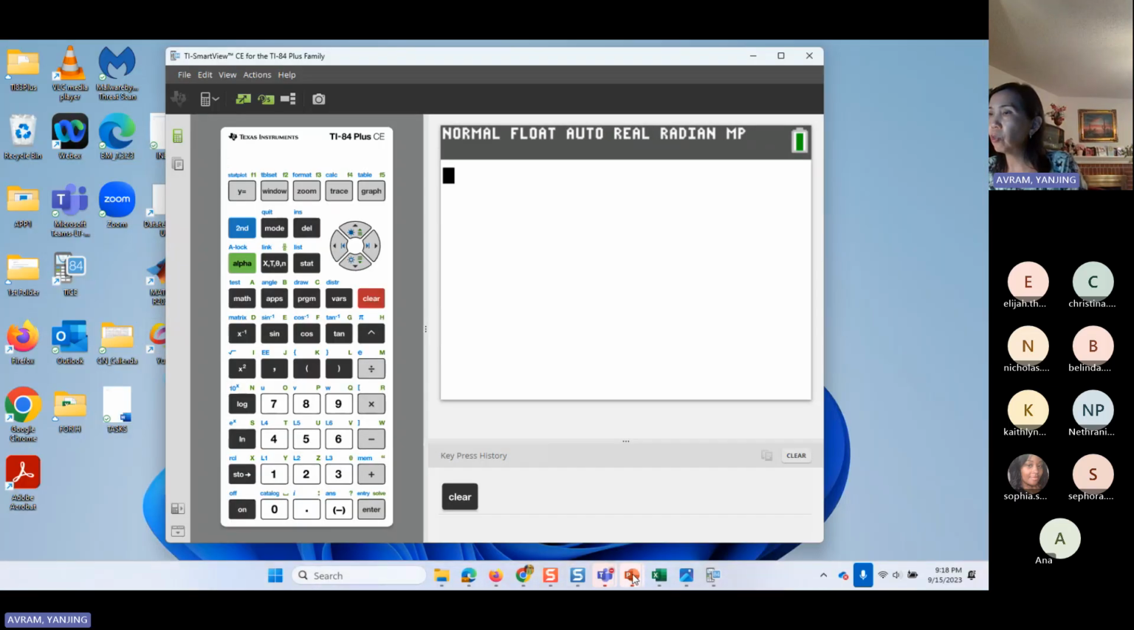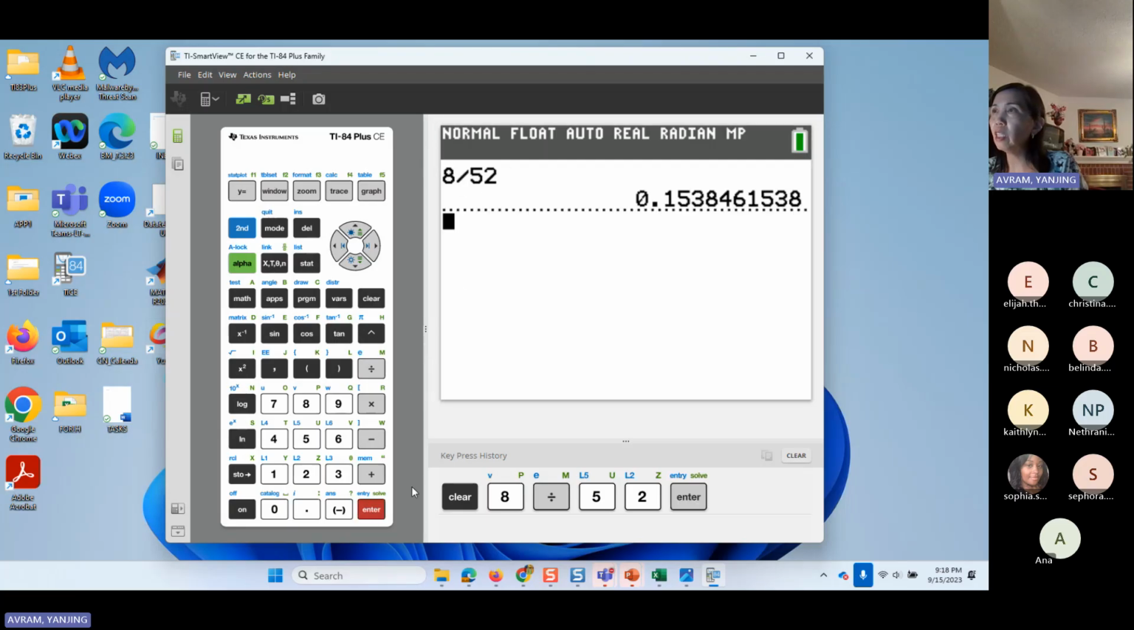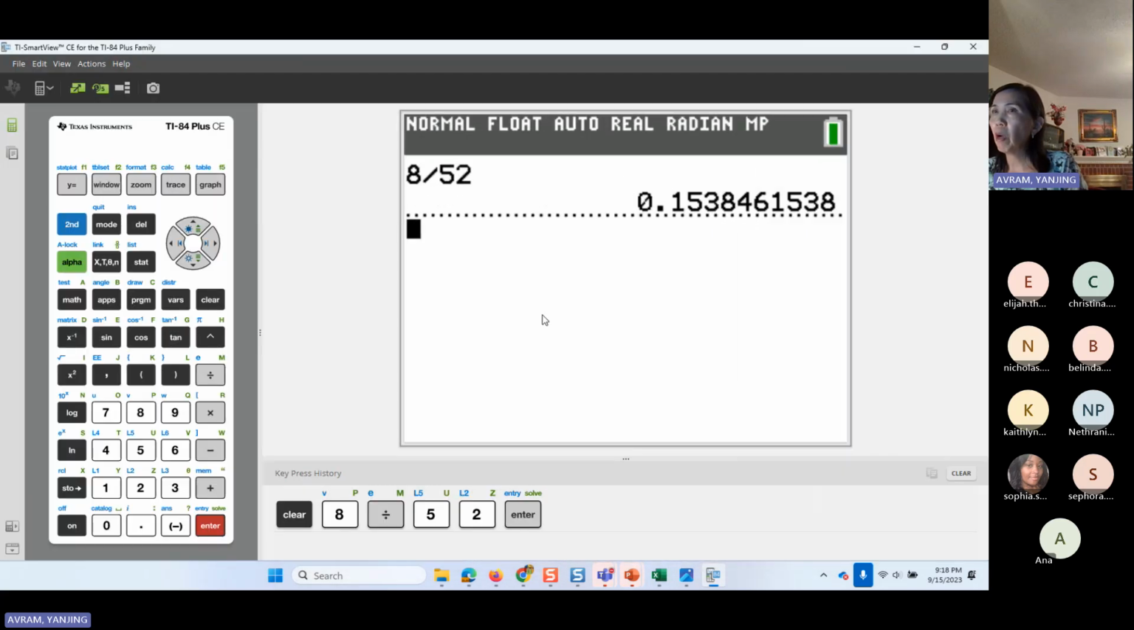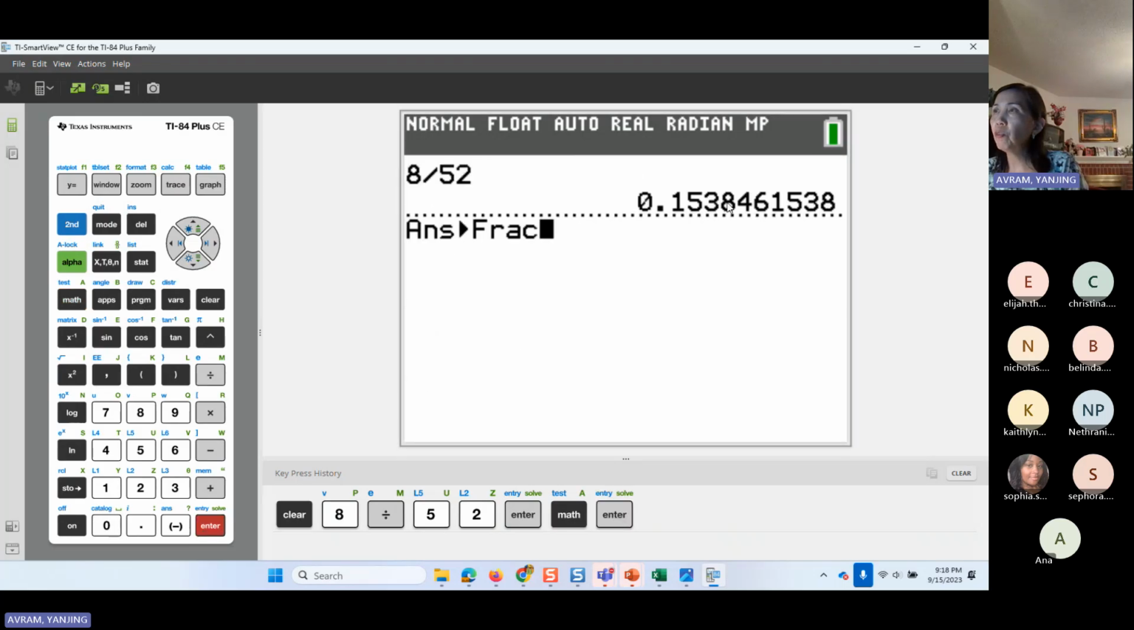So you can just do this one really quicker in the calculator. Okay, that's 8 out of 52, right? 8 divided by 52. Okay, so this is 4 out of the 13. But when you hit enter, the calculator usually gives you the decimal point. All right, and you go to math, and then the first one is a fraction. That means I just hit enter. So that means to flip this decimal point into a fraction. Oh, that's 2 out of 13.